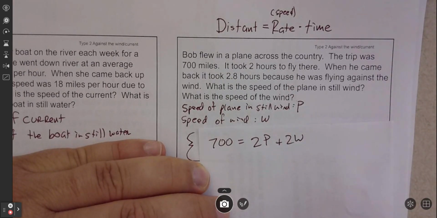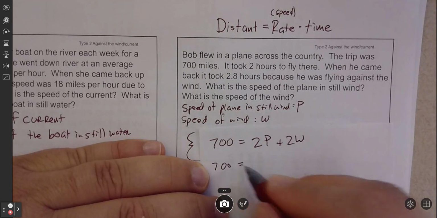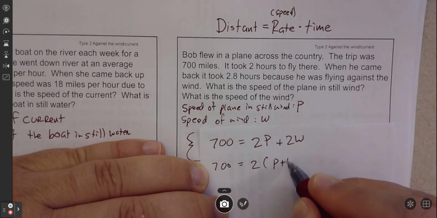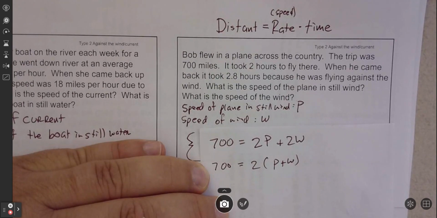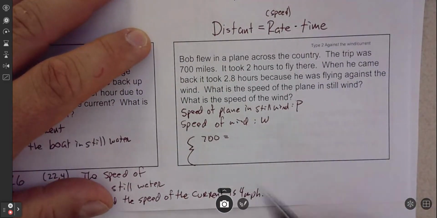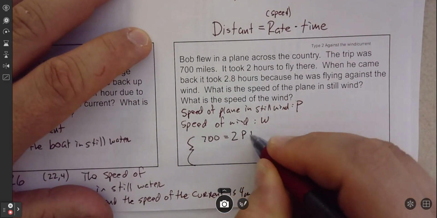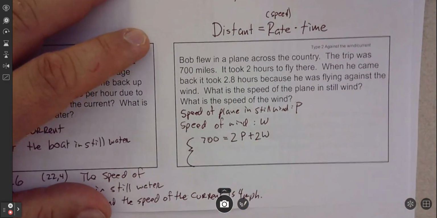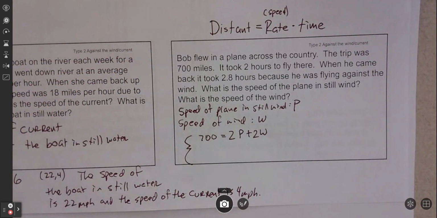We typically rewrite this as, I like the other way better, the first way. Let's go with it. There's no reason we can't do that. I would absolutely accept both. So for 2 hours, the plane flew, and for 2 hours, the wind helped it. Make sense? And then the trip back.